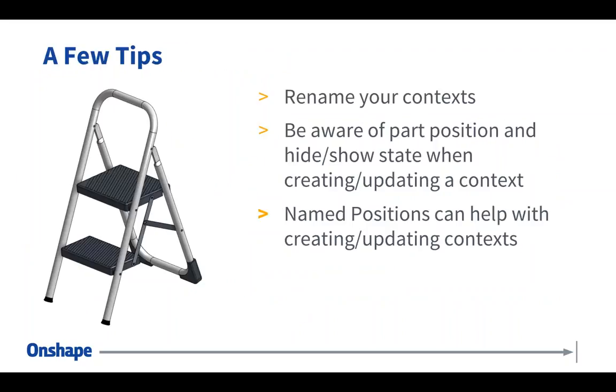All right, a few last tips. I already mentioned most of these, but I'm going to mention them again. Rename your context. Rename your context is a big one. It's going to be helpful when you have multiple. Be aware of part position and hide show state when creating or updating a context. So just keep in mind, at the moment you capture that context, the moment you click edit in context, it's going to capture everything in that assembly. The hide show state of parts, the position of those parts, and that becomes pretty important. So just be aware of that when you're creating or updating a context. And finally, named positions can be a really helpful thing when creating or updating context. It just means that it's an easy way to get to a predictable position, a repeatable position, right? So these are a few tips.